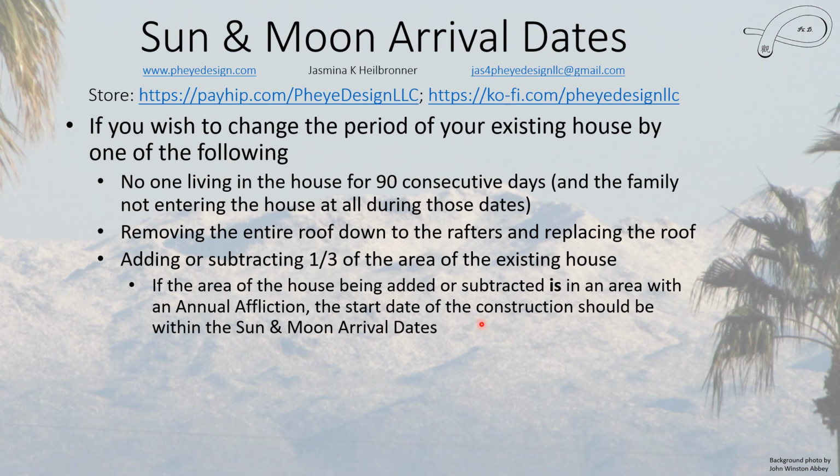Now, if instead the area that you're trying to add or subtract is in an area with an annual affliction, then you have to start that construction within the sun and moon arrival dates. And of course, you want to start it the normal way you would for any construction or any renovation being done in a place that has an annual affliction. So start in a place without it and move to where it is located.